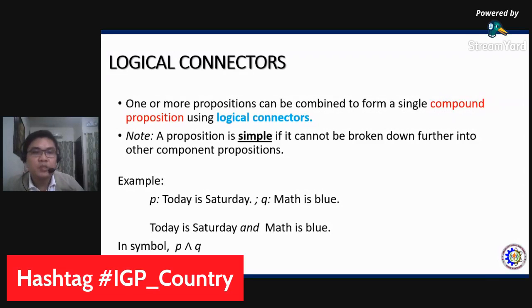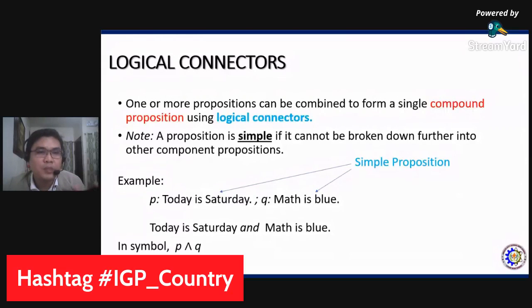By the way, the given propositions don't have to make sense all the time. What we are after here is to analyze whether they follow and meet the criteria for propositions, and we can get the truth value later on. So the given propositions are today is Saturday and math is blue. And if you notice, proposition P, today is Saturday, is a simple one. Both of them are simple propositions, because you cannot break the given statement further.